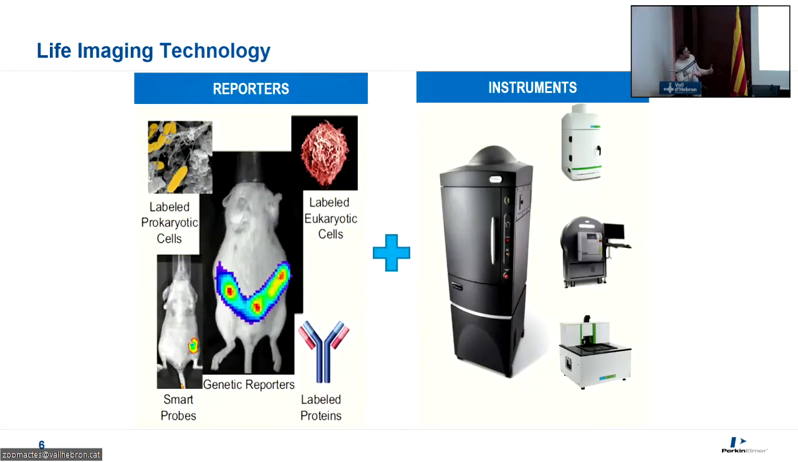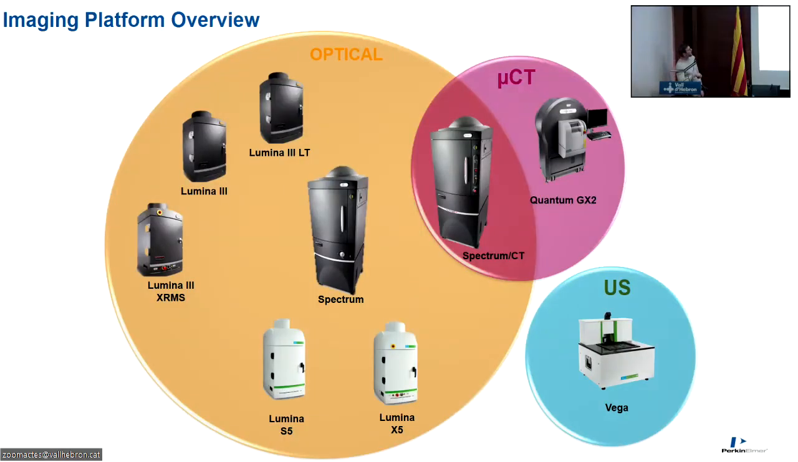If you want to be able to make some images, you need reporters as well as instruments. This is our instruments portfolio. So just an overview. We have many optical devices. Some of them are benchtop that can image 3 animals. Some of them are benchtop that can image 5 animals in one acquisition.